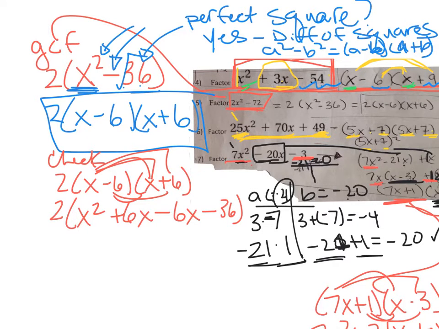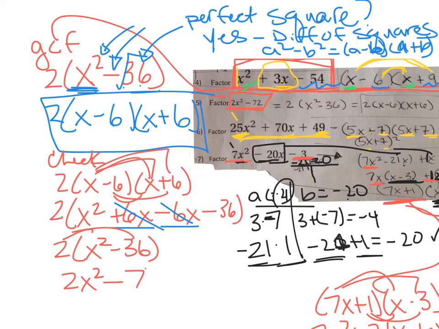So what happens is the positive 6x and negative 6x cancel each other out. So then you are only left with the x squared minus 36. That's why the difference of squares works. Distributing my 2 back in, I get 2x squared minus 72, which is what I started with, so I know that this is the factored form.